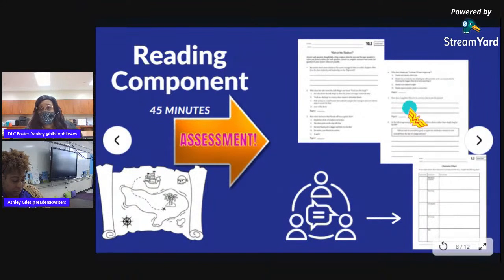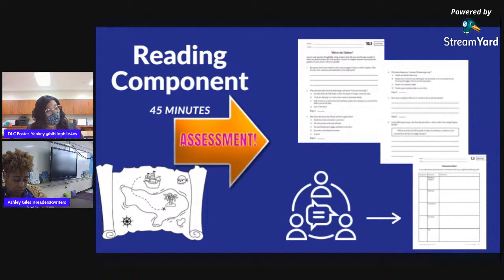Great. So for our reading component, our formative assessment is activity page 10.3. Pretty similar to what they've done in previous lessons. They have a couple of open-ended questions, number one and number five. They'll need to restate the question, answer in complete sentences, and support their answers with text evidence. They have some multiple choice questions where they will also need to cite the page number where they found their answer.